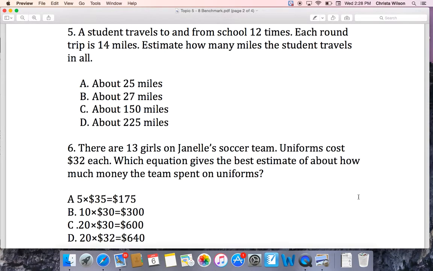Number 5. A student travels to and from school 12 times. Each round trip is 14 miles. Estimate how many miles the student travels in all. A. About 25 miles. B. About 27 miles. C. About 150 miles. D. About 225 miles.